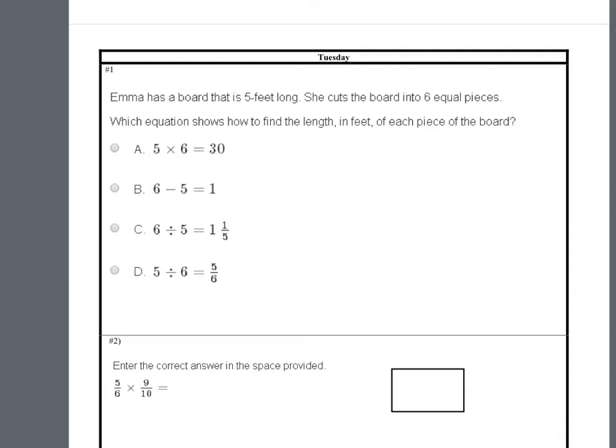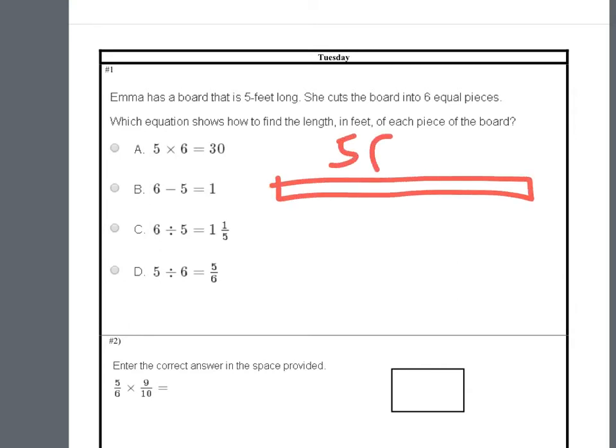So, we know the board's 5 feet long. Here it is. It's 5 feet long. And we're not trying to convert feet to inches, so ignore that, right? It's just 5 feet. She cuts the board into 6 equal pieces. So you have 1, 2, 3, 4, 5, 6. It says, well, what is that? How much is each piece, right?